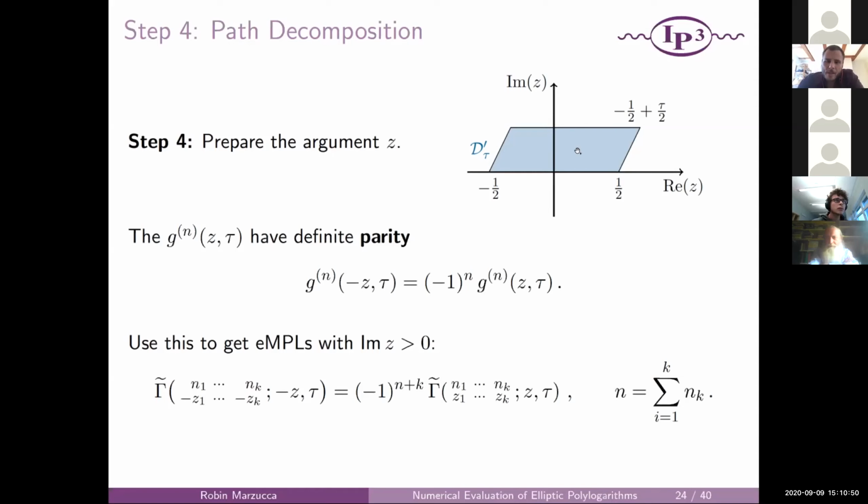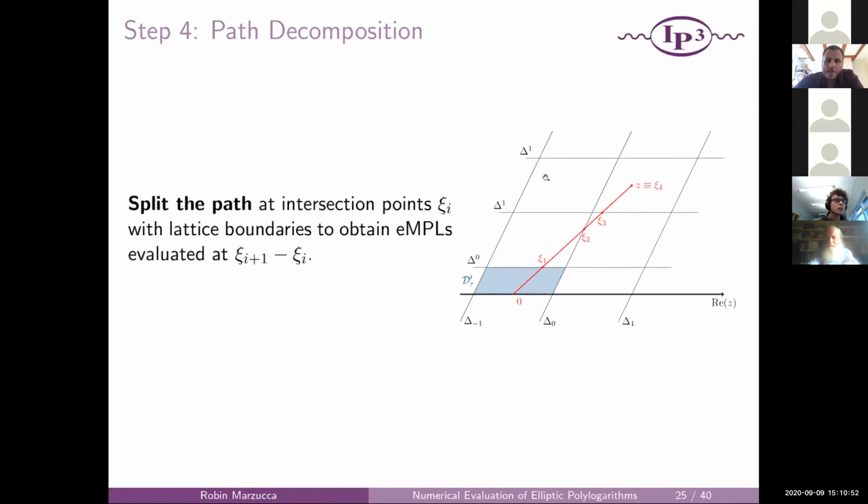And then we can use path decomposition to split this integration path along, for example, the intersection points with the lattice defined by tau, and then shift all the EMPLs that we get from this path decomposition, such that they're again defined as integrals from 0 to psi I plus 1 minus psi I.